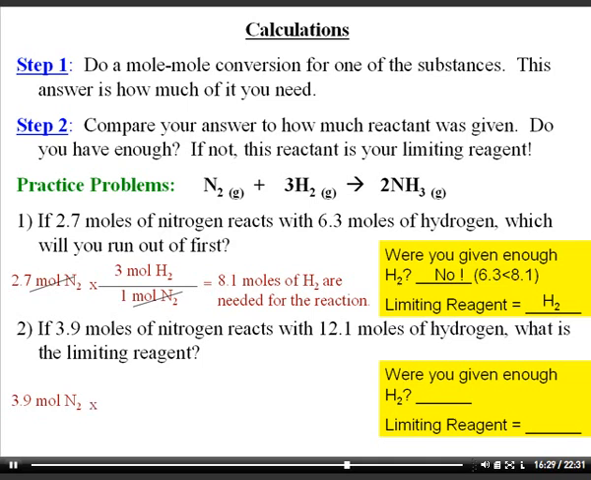We put a little times line. The ratio is going to be identical as before: 1 on bottom, 3 on top. The units cancel out, and we can see that it takes 11.7 moles to use up the nitrogen.